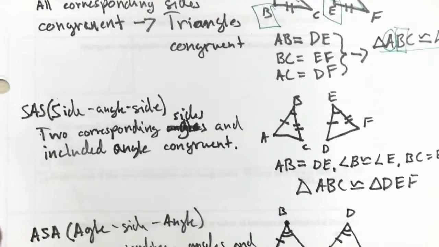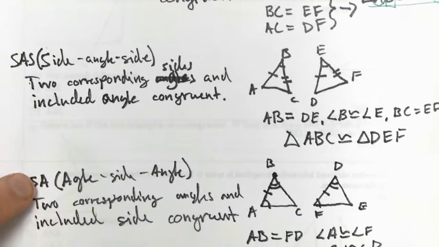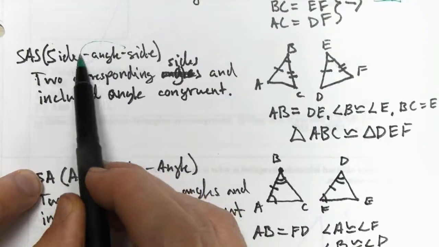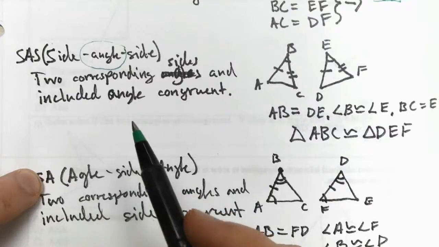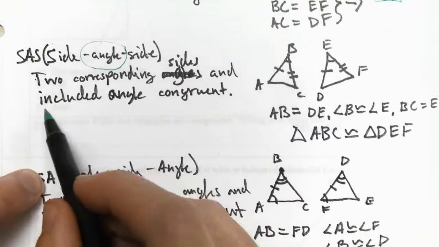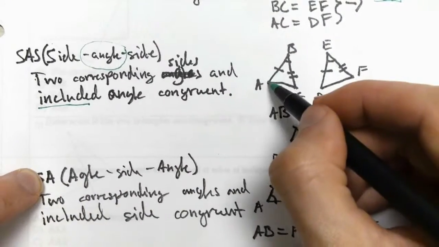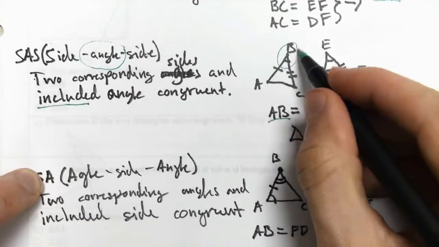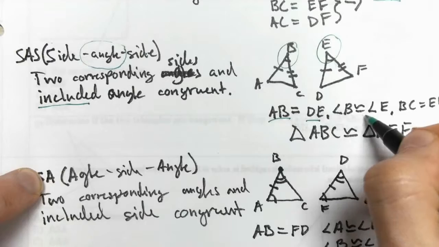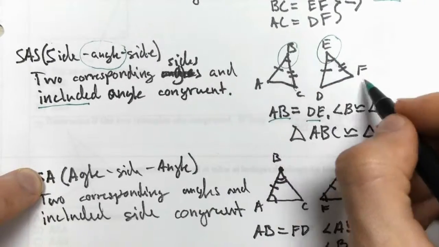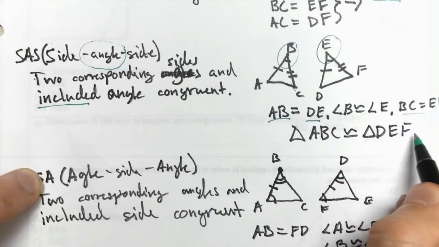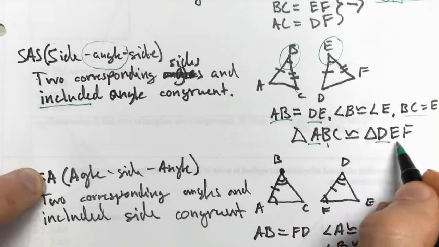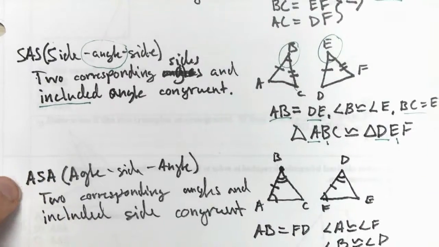The next one is side, angle, side. Very similar. I'm going to have two sides that are congruent and then one angle in the middle of them that's congruent. So that included angle is congruent. So AB equal to DE, angle B congruent to angle E, and BC equal to EF means that my two triangles are congruent. Again, A and D correspond, B and E correspond.